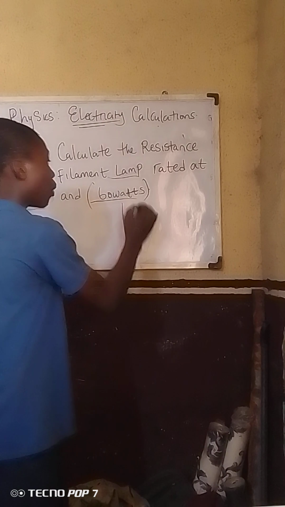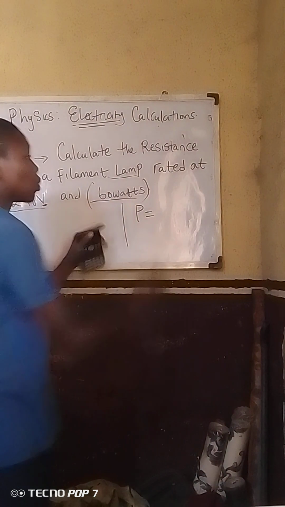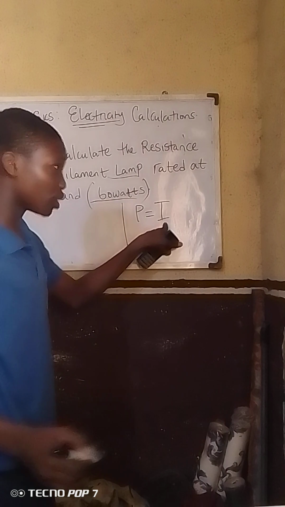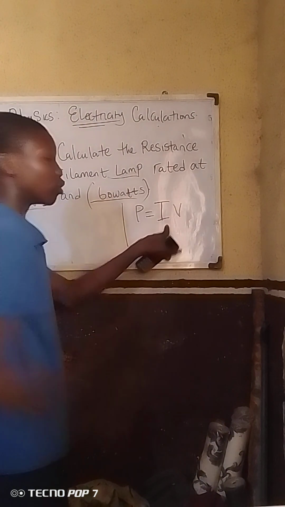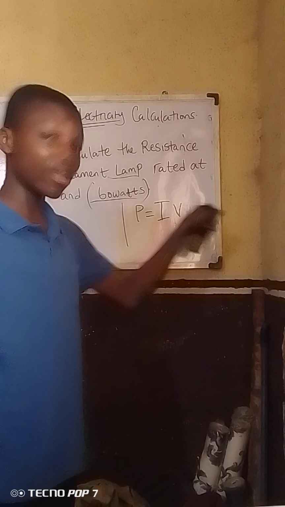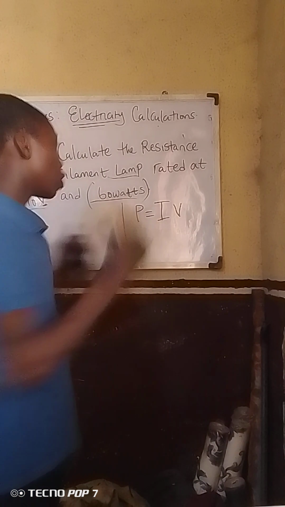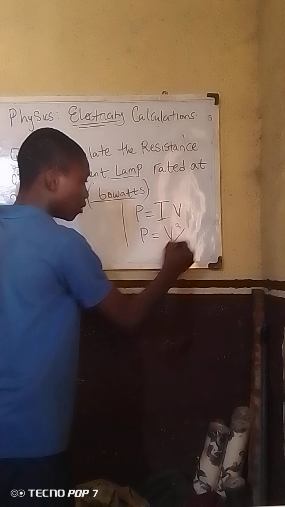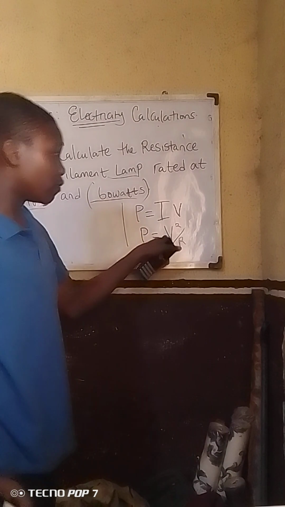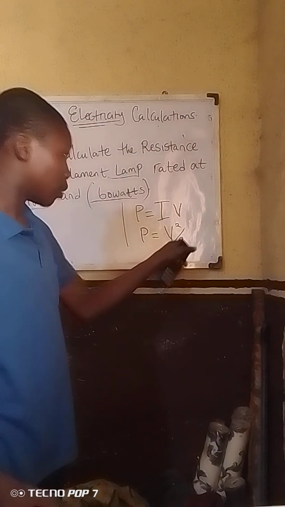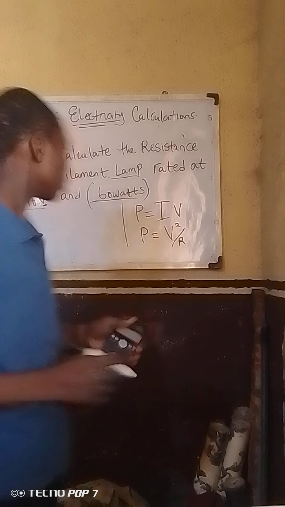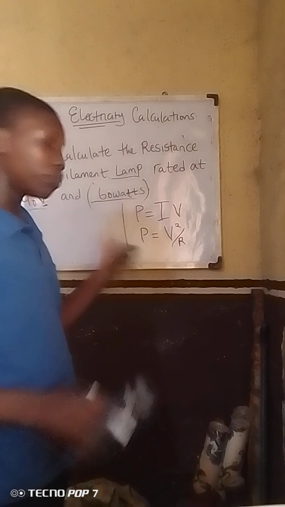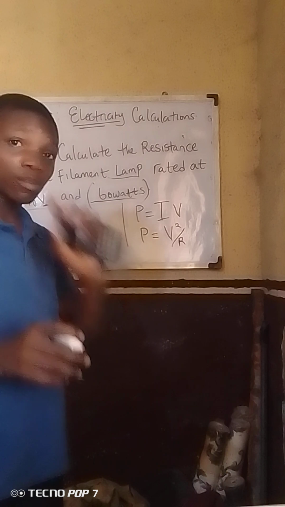Now, we have that power is equal to the current I times V. I means the current, and V is the voltage. Power is equal to IV. Not only that formula, we also have that power P is equal to V squared all over R. Power is equal to the voltage squared all over R. That is the resistance, okay? And you know that we have to calculate the resistance in this lamp.